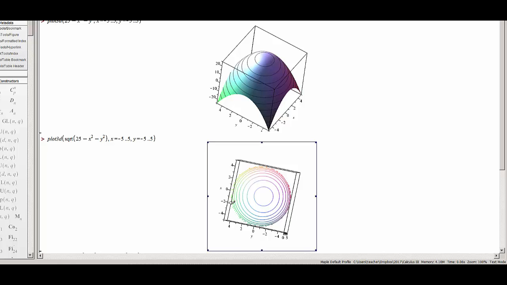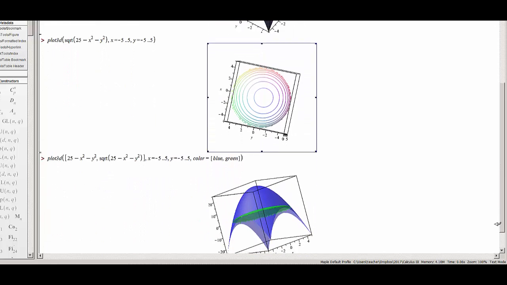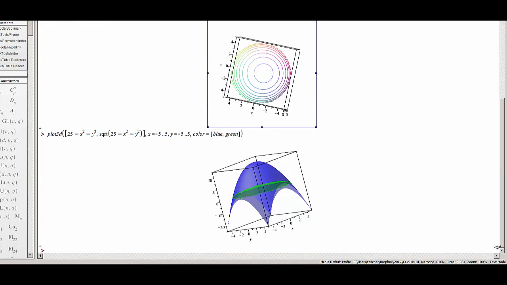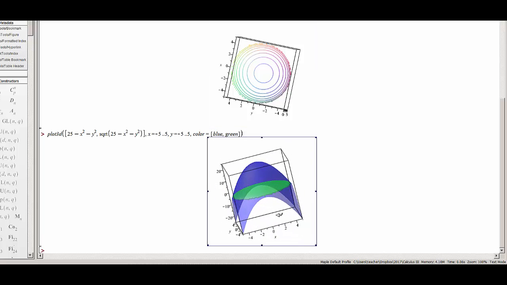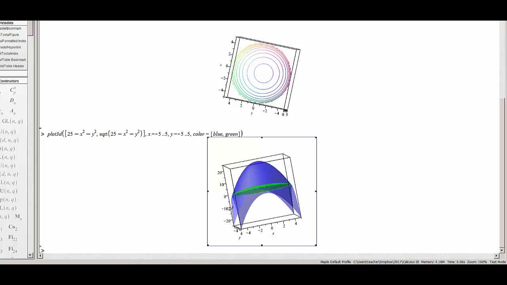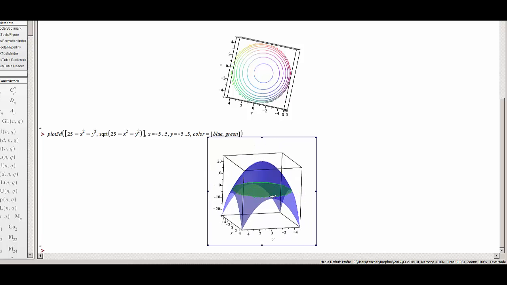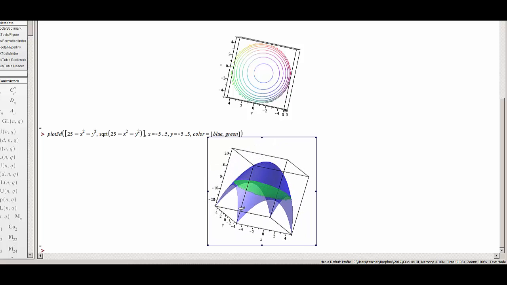Now, these two graphs differ, though. You can't tell they differ until you plot them together. And here I've plotted them together. The green is the square root one, and the blue is the paraboloid. So, of course, the square root one doesn't quite have the range, right? Okay, does everybody see that? Part of the reason I did this is so you could see the commands in Maple and how those work. Any questions about that?